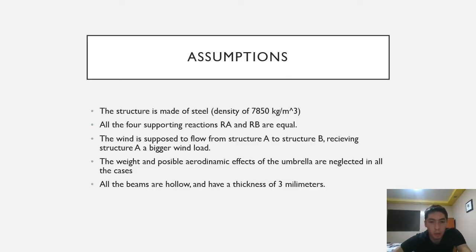Assumptions. The structure is assumed to be made of steel with a density of 7,850 kilograms per cubic meter. The floor support reactions RA and RB are equal to each other. The wind is supposed to flow from structure A to structure B, making structure A receive most of the wind load. The weight and possible aerodynamic effects of the umbrella are not counted for this analysis, and all the beams are hollow and have a thickness of 3 millimeters.